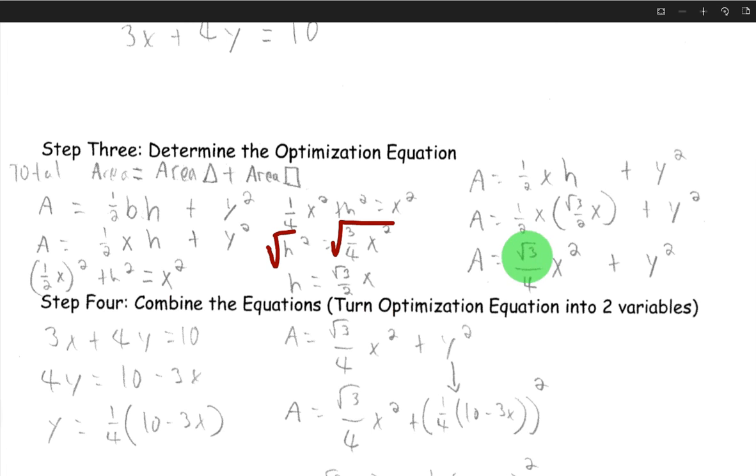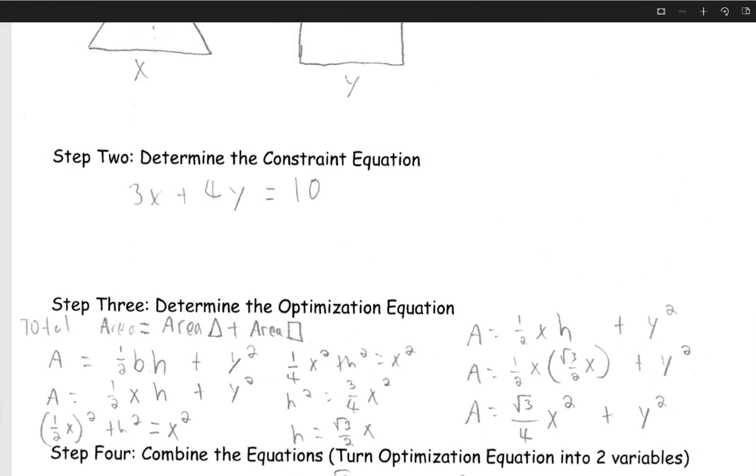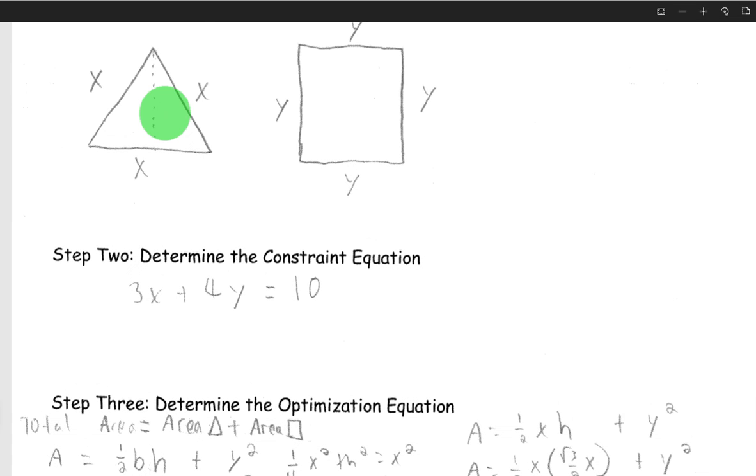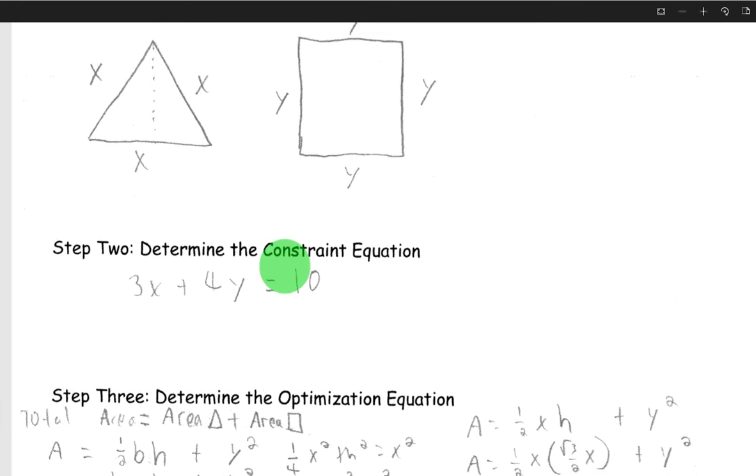1 times square root of 3 is the square root of 3. 2 times 2 is 4. x times x is x squared. So the area of that triangle will be square root of 3 over 4 x squared. That will be the area of this triangle. Square root of 3 over 4 x squared.